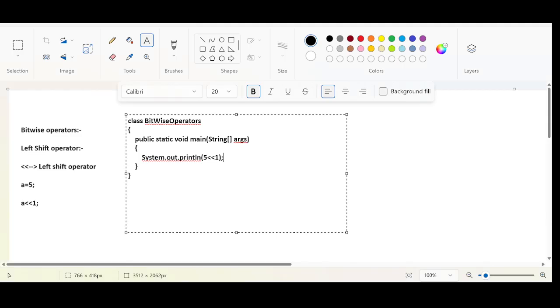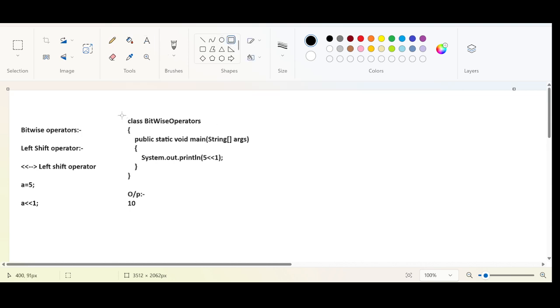We need to understand what kind of mathematical operation is being performed internally. When I do this, the output is 10. Why is the output 10? That understanding is required. Let us analyze that. Okay. Firstly, let us think like a beginner.